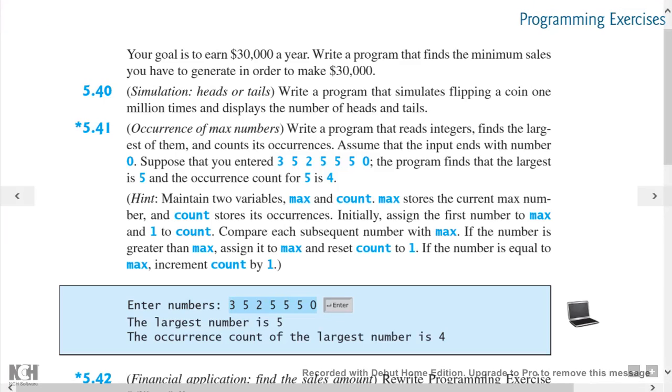You're basically counting the number of times a certain integer has occurred, and that integer happens to be the maximum. Okay, you can pause the video and read it through yourself. So what I'll do right now is jump on to my IDE and do it. Again, it's 5.41.